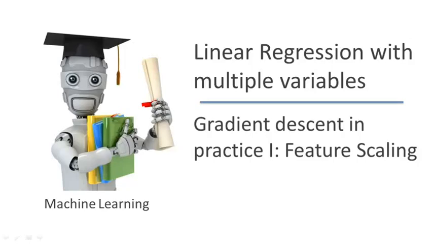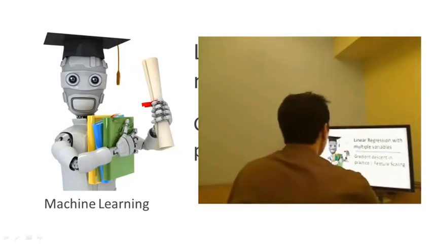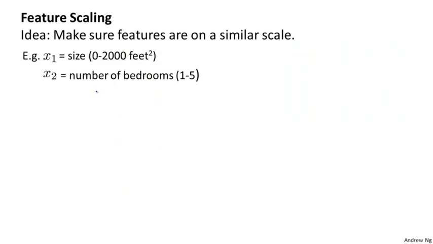In this video and in the video after this one, I want to tell you about some of the practical tricks for making gradient descent work well. In this video, I want to tell you about an idea called feature scaling. Here's the idea. If you have a problem where you have multiple features, if you make sure that the features are on a similar scale, by which I mean make sure that the different features take on similar ranges of values, then gradient descent can converge more quickly.